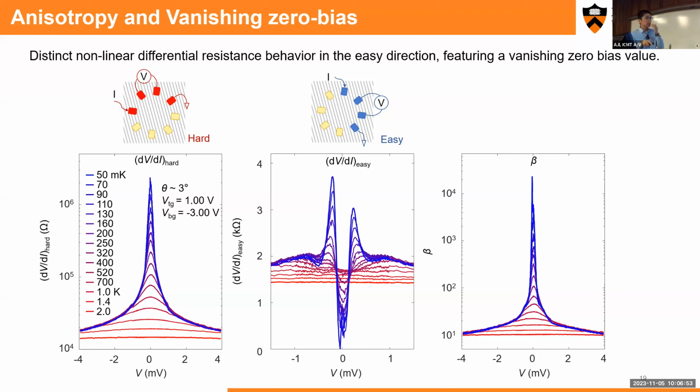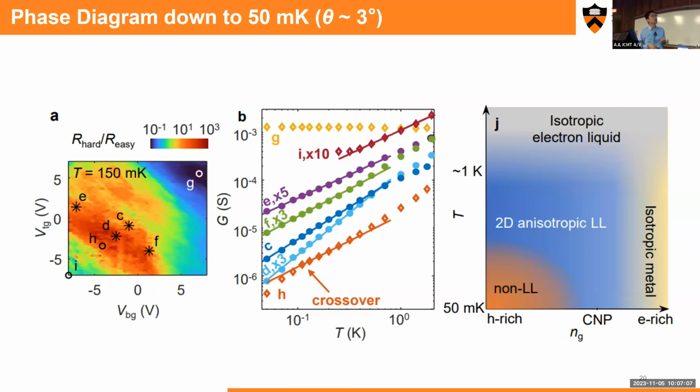And actually the dip here can keep vanishing. If you have a higher quality device, it can keep vanishing going towards 0. And this is a very distinct behavior in this kind of system. And also we can show the phase diagram of this system.